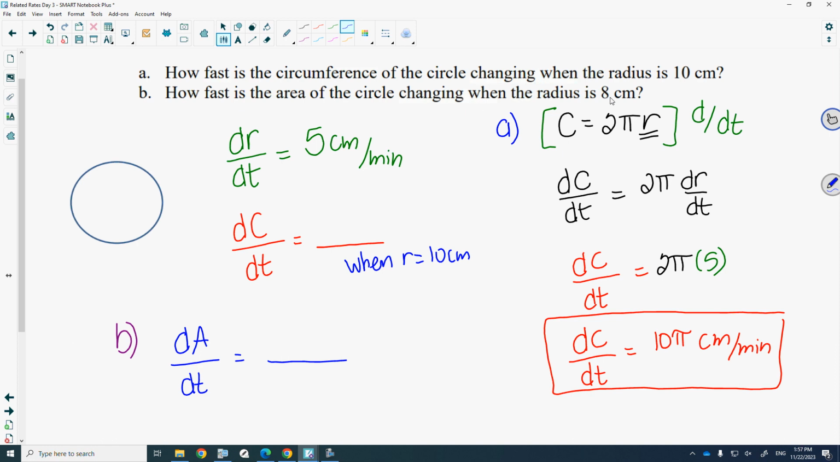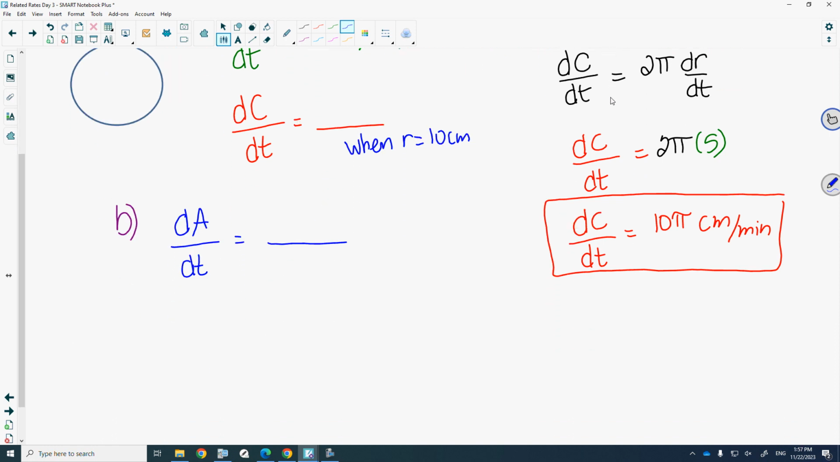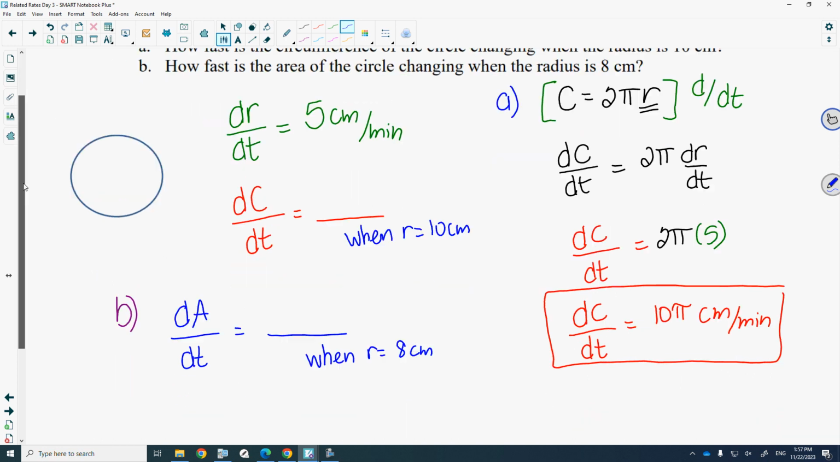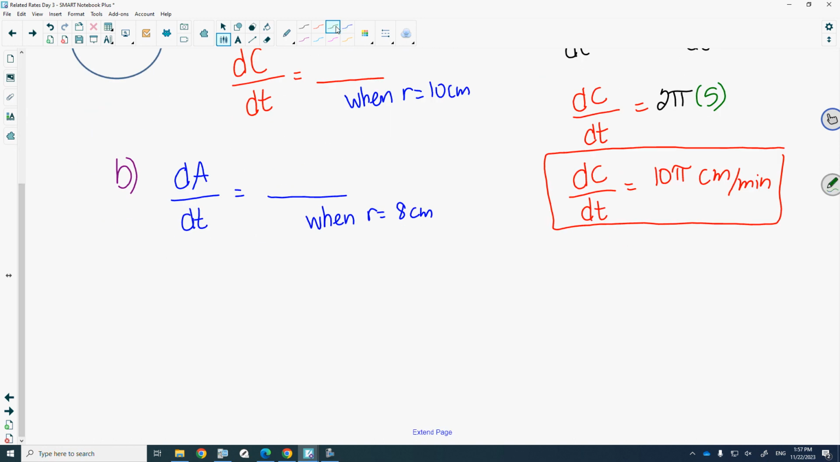When the radius is 8 centimeters, so they want the rate at which the area is changing when radius is equal to 8 centimeters. And they had originally given me in the stem of the question that the radius of the circle is increasing at a rate of, so they gave me dr/dt is 5 centimeters per minute.